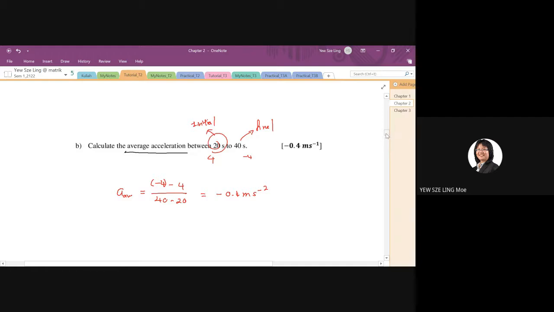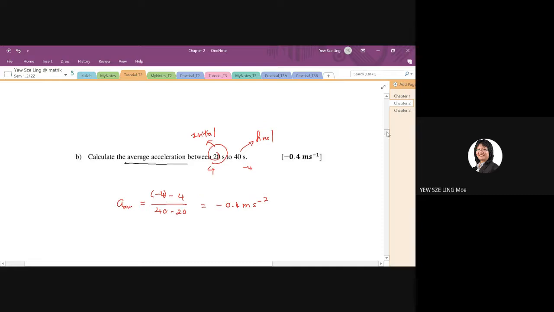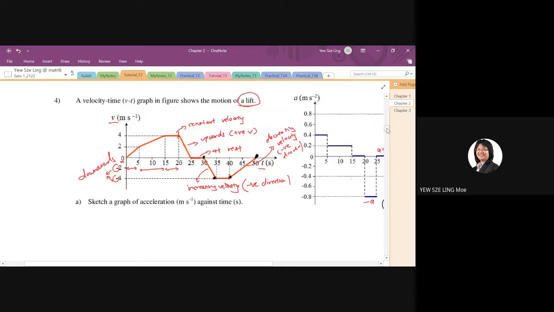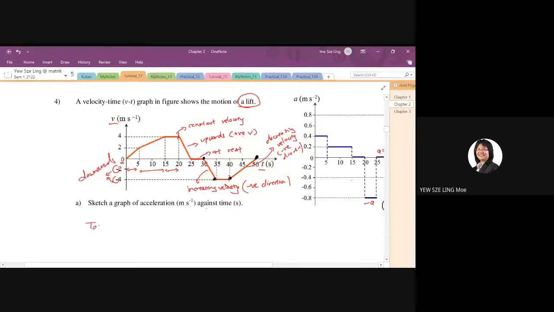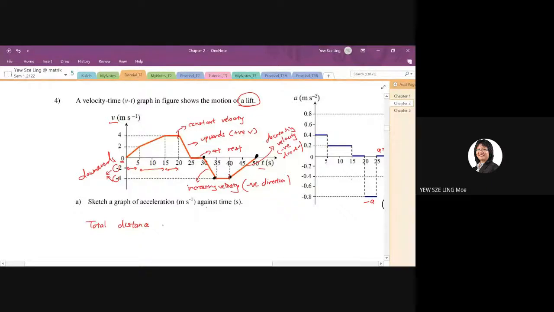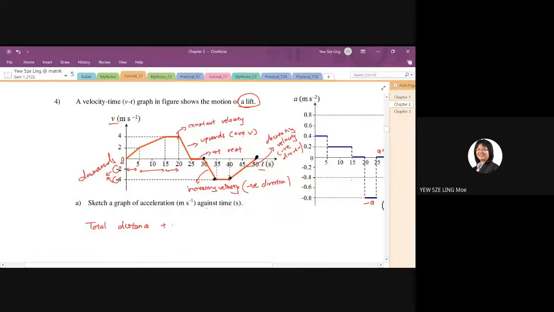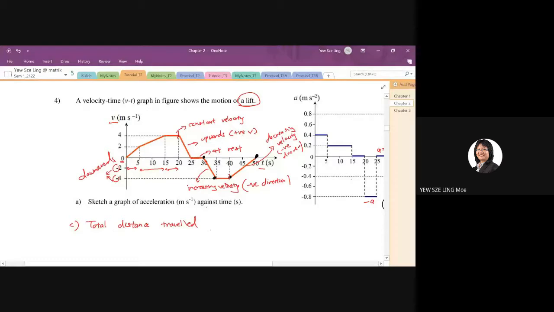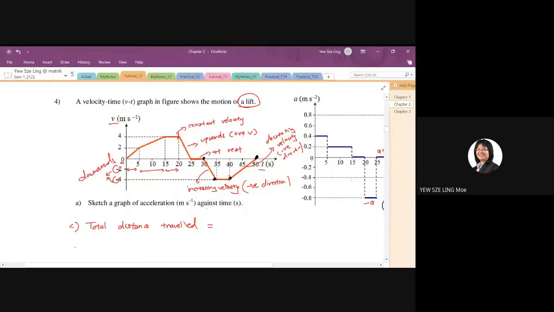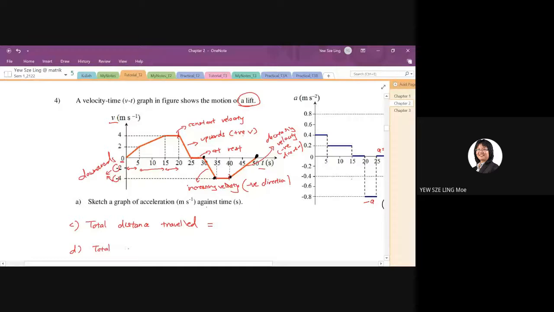Okay, so that's it in your handout, in your module. What I want you to do is add 2 questions based on this graph. I want you to calculate the total distance traveled by the lift. This is your question C. And then question D: total displacement traveled.